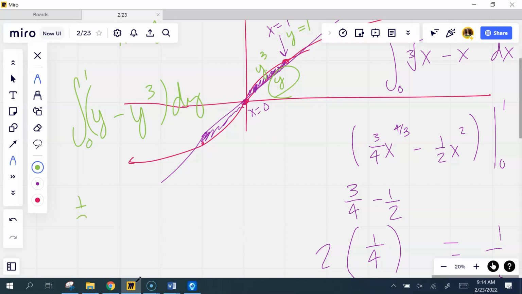This would be 1/2 y squared minus 1/4 y to the 4th, evaluated from 0 to 1, and you get the same thing. So with respect to y, it's not much different. It's not, and that's what Dylan was saying. You can actually do them all either way, whichever way is easiest.